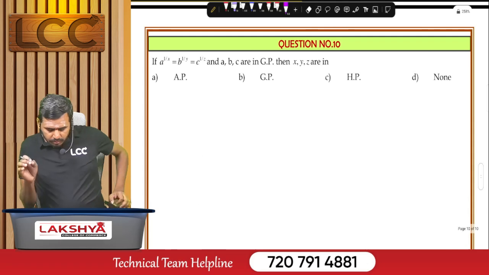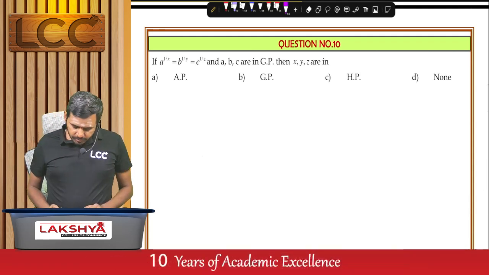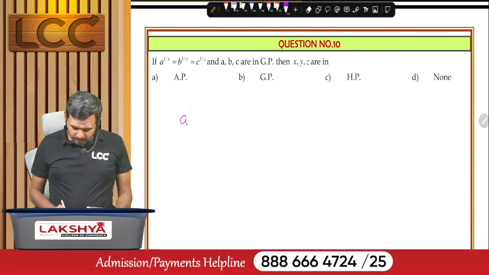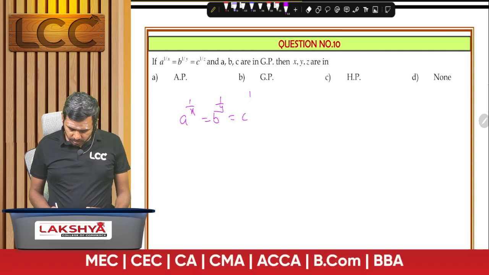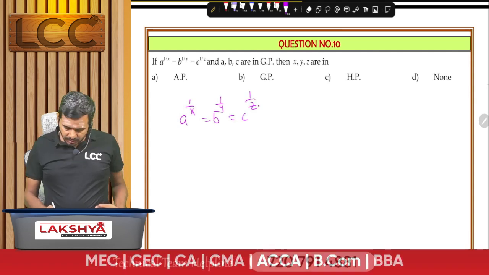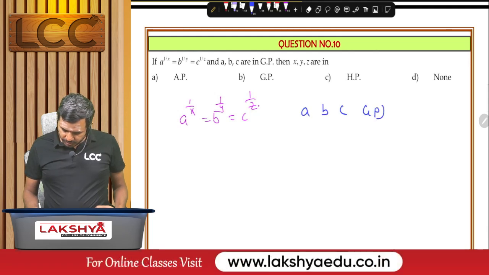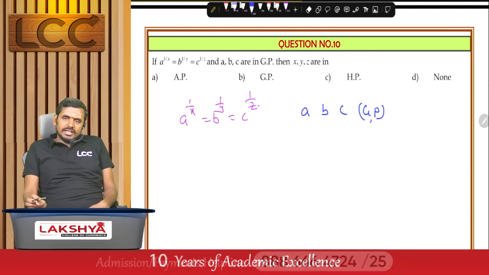Next, see problem number 10. A power 1 by x is equal to b power 1 by y is equal to c power 1 by z. This is the given information. Then a, b, c are in GP. Then what is the value, x, y, z are in what?